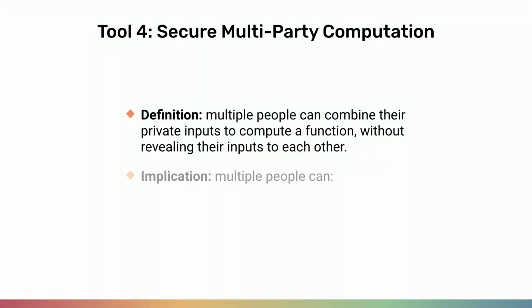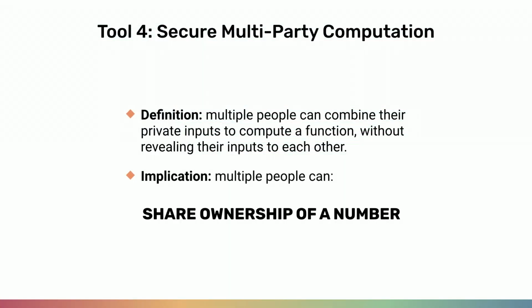It's really cool. So this is close to the textbook definition, but for the context of machine learning, the implication of this definition is that multiple people can share ownership of a number. Share ownership of a number. Let's see how it works.